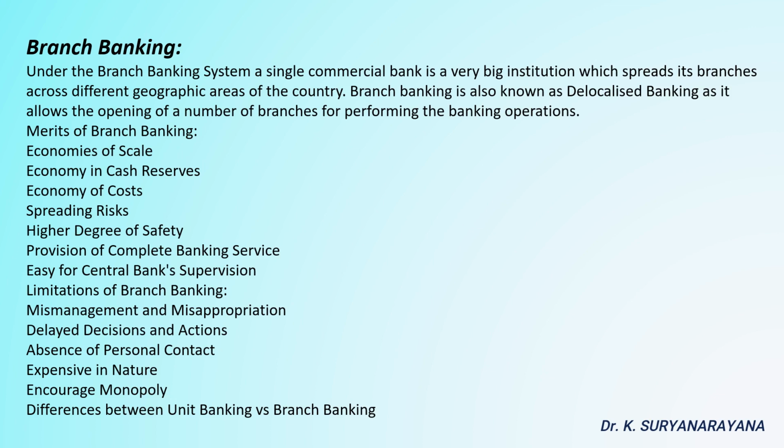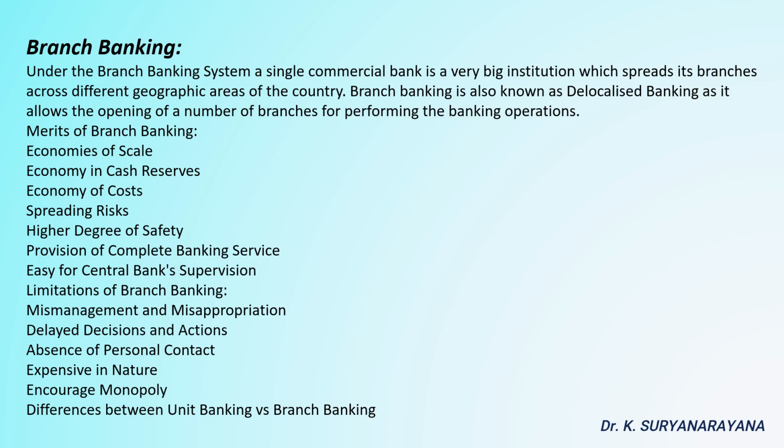Now let us compare or distinguish unit banking with branch banking. So we take some 16 points and each and every point we compare with the two banks, unit bank versus branch bank. Coming to the meaning, unit bank is a type of bank in which the banking operations are usually subjected to a single office. Branch bank is a type of bank in which a single commercial bank is a very big institution which spreads its branches across different geographic areas of the country.